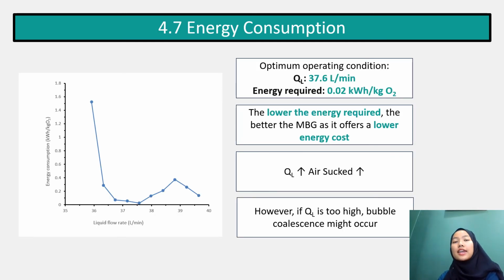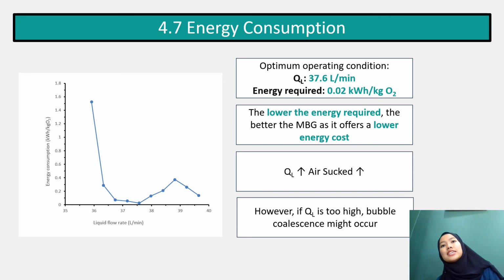Next is the energy consumption. As you can see from the figure, the optimum operating condition is at QL of about 37.6 liters per minute, and the energy required is only 0.02 kilowatt hour to transfer 1 kilogram of oxygen. So this means that the microbubble generator is really effective. The lower the energy required, the better the MBG, as it offers a lower energy cost.